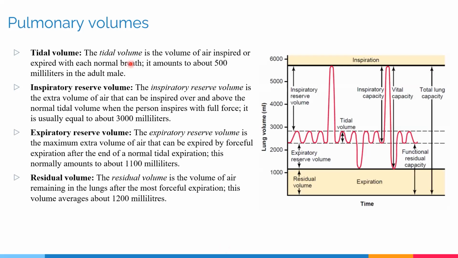Next, we will look into some parameters related to the lungs and the volume of air that can be present in the lungs. The first thing we will look into is known as pulmonary volumes. The first volume that is a characteristic parameter of a lung is the tidal volume. The tidal volume is the volume of air inspired or expired with each normal breath. It amounts to about 500 milliliters in an adult male.